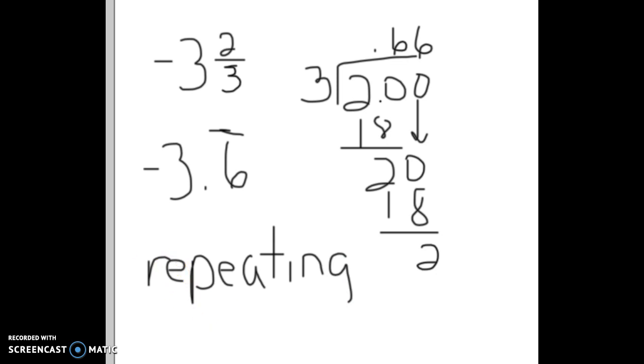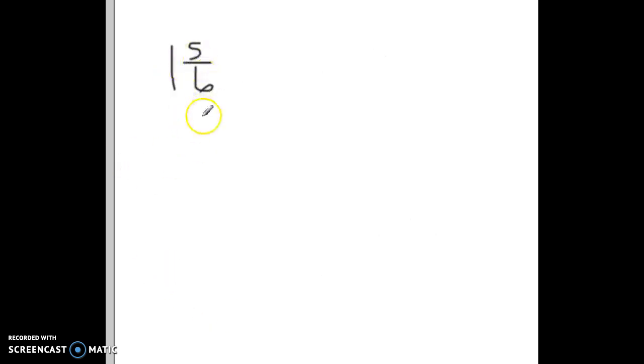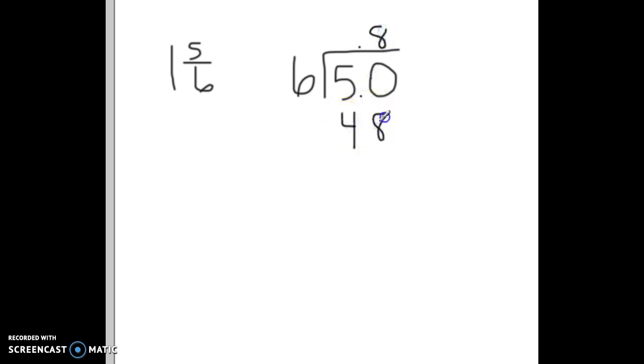Okay, so let's look at our last problem. 1 5/6. Now this one's going to be slightly different, but not a whole lot different. Just ignore the 1 for a second. Let's take the 6 outside, and let's put the 5 on the inside. Once again, putting down our decimal, and bring our decimal straight up. 6 will go into 50. Let's see, 8 times 6 is 48, so 8 times. We subtract. And we get a 2.